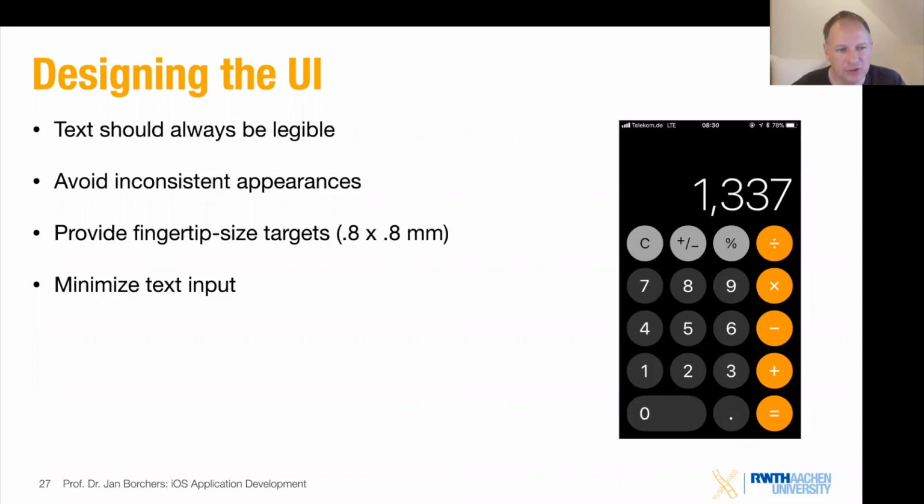Your targets should actually usually be fingertip size, and that's a typo here. That should not be 0.8 by 0.8 millimeters. That would be a very tiny finger indeed. That should say centimeters. Sorry about that. So 0.8 by 0.8 centimeters or 8 by 8 millimeters is actually the original Apple recommended size of targets.